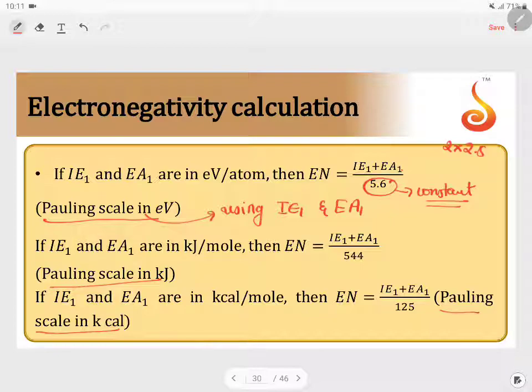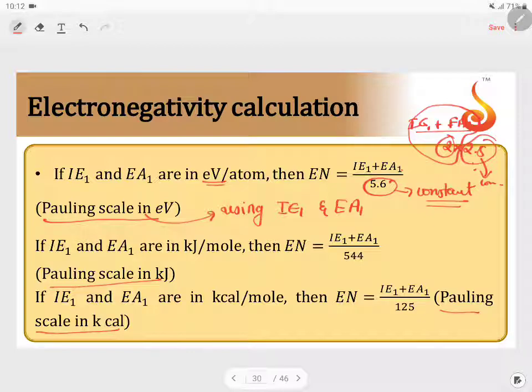Anyway, you know that for the Mulliken scale, it's the average, that is IE1 plus EA1 by 2, which was already there. This will give you the value in the Mulliken scale. If I want to get the same thing in the Pauling scale, I have to multiply by 2.8. 2.8 is a conversion factor for electron volt.